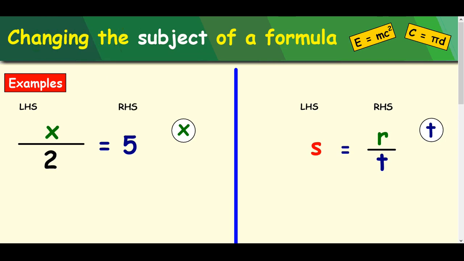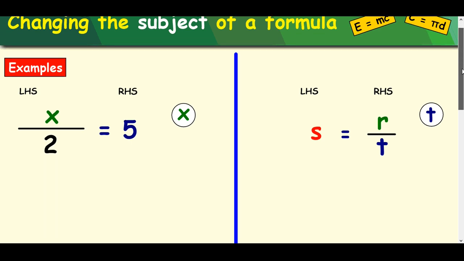In this lesson, we're going to continue changing the subject of a formula, but look at mainly division-based formulas where we have to sort out some things. Now, we'll start with simple ones and then move on to more complicated ones. Okay, let's look at this idea first.